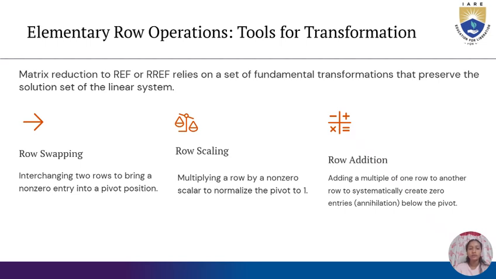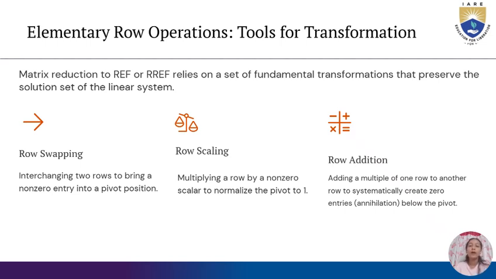Interchanging two rows to bring a non-zero entry into a pivot position is known as row swapping. So, interchanging two rows in a matrix to get a non-zero entry in a pivot position is called row swapping. And coming to row scaling, multiplying a row by a non-zero scalar to normalize the pivot to 1 is row scaling. To convert a number which is not 1 into 1, we multiply by a non-zero number which converts it into 1. It is called row scaling.